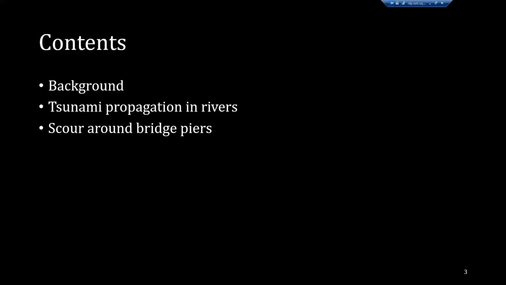So in this presentation, I want to give a background of tsunami research because I think many of us may not be from the same research background as me. So it is helpful for others to know the background in tsunami research. And then I'll talk about tsunami propagation in rivers. And if we have time, then we'll look at erosion around bridge piers during tsunami propagation.